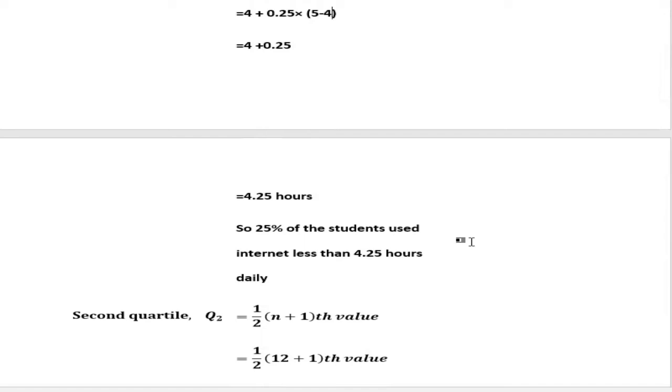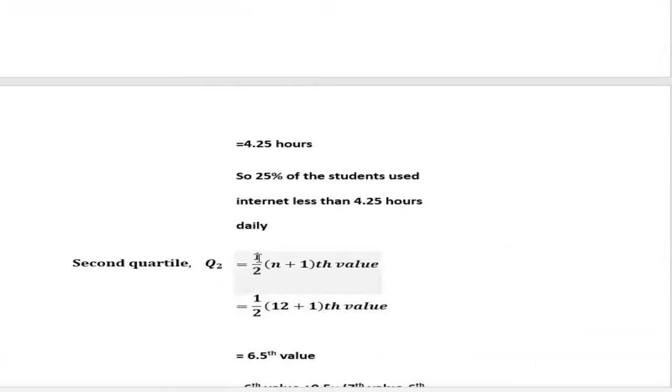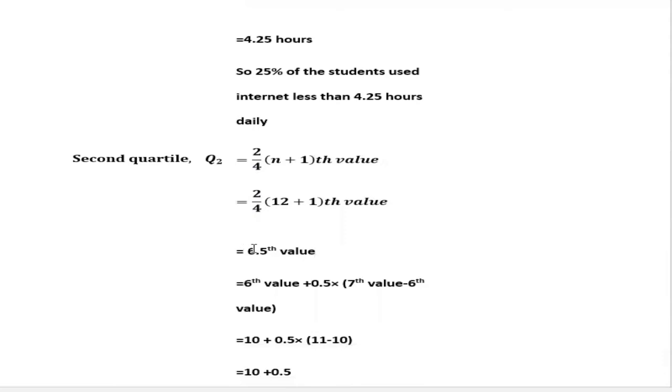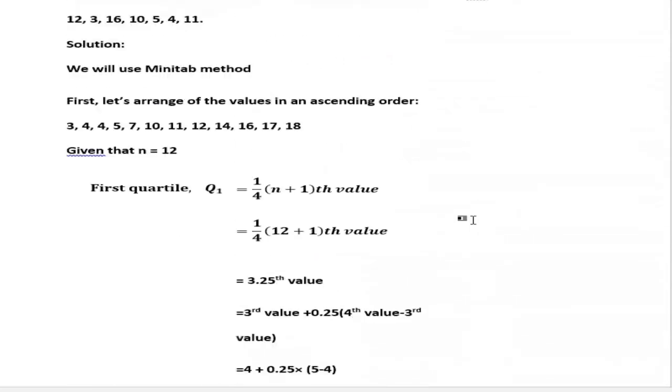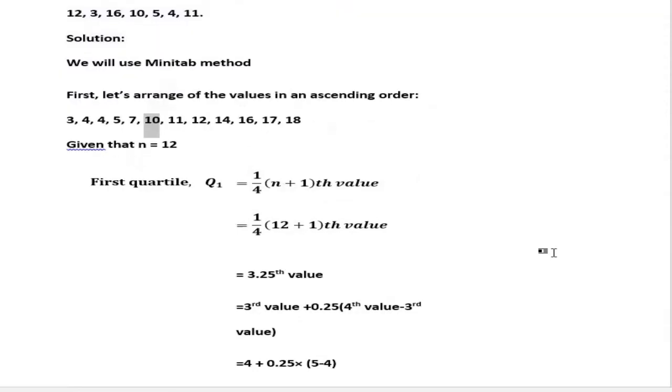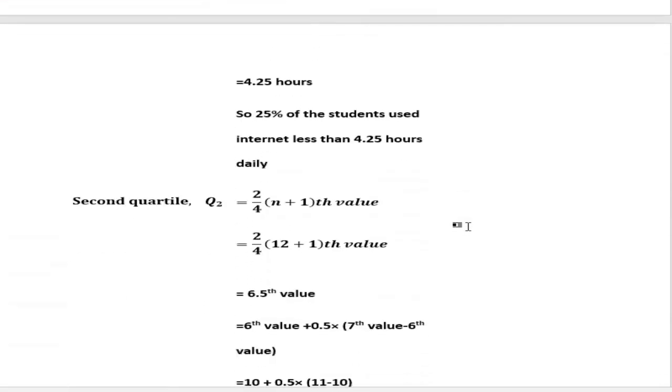So we can say 25% of the students use the internet less than 4.25 hours daily, or 75% of the students use the internet more than 4.25 hours. For quartile 2, we use the same formula as before: 2 over 4 times n plus 1, and if you do it, we will get the 6.5th value. What is the sixth value? Go to the data: 1, 2, 3, 4, 5, 6. So the sixth value is 10.